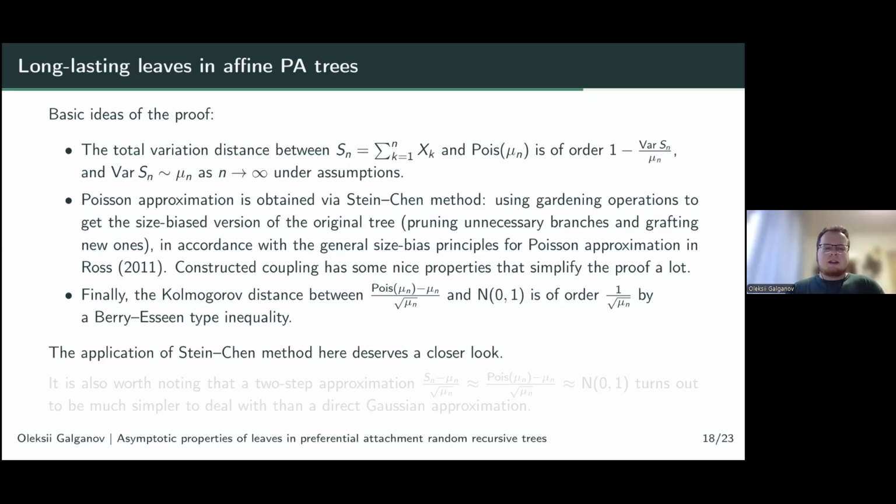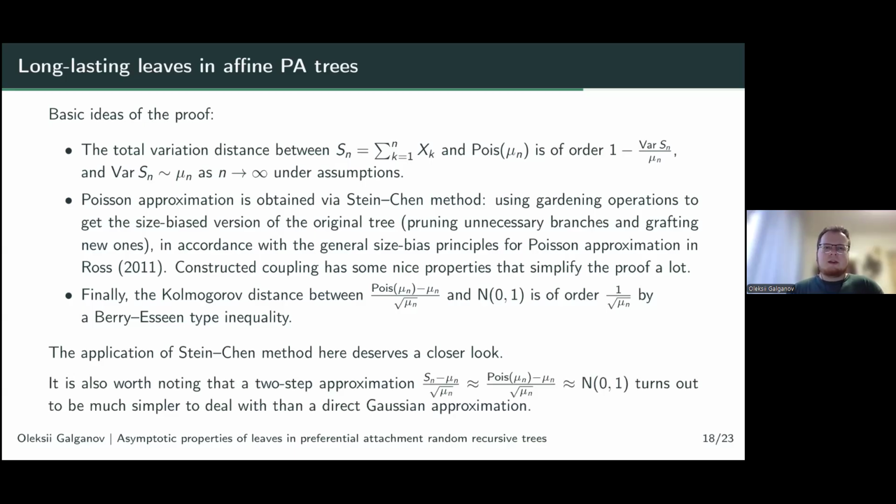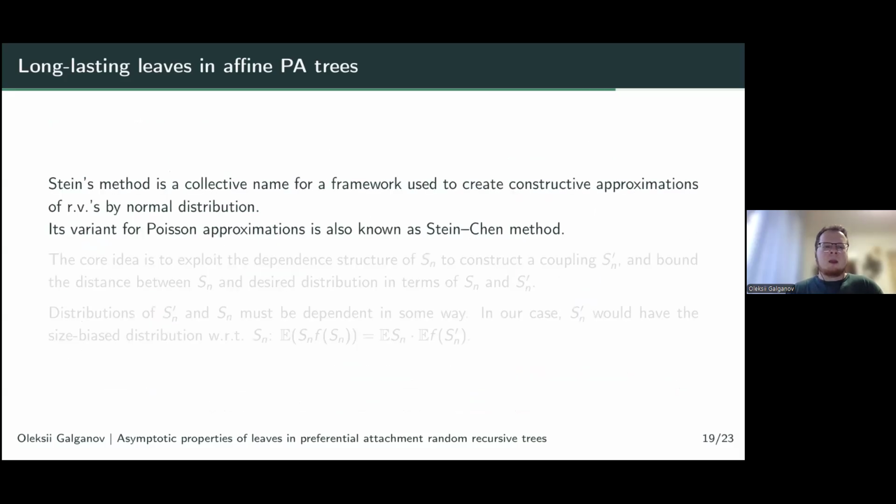As I said, the application of the Stein-Chen method deserves a closer look. Another thing to mention, which will be described shortly, is that this two-step approximation, where we first approximate this random variable by a Poisson distribution, and then the standardized Poisson distribution is approximated by normal, turns out to be much simpler to deal with than trying to directly approximate this with normal distribution. So let's go back to Stein's method.